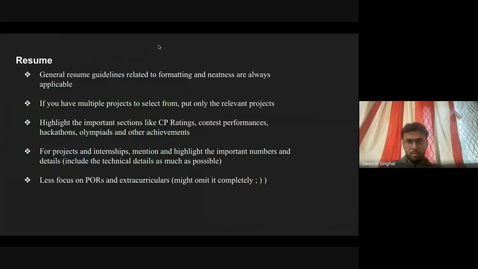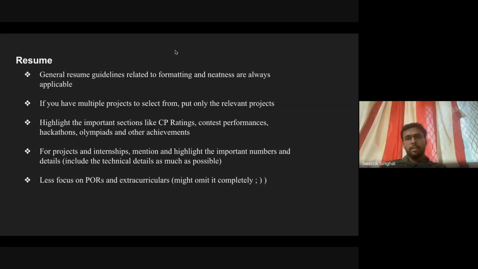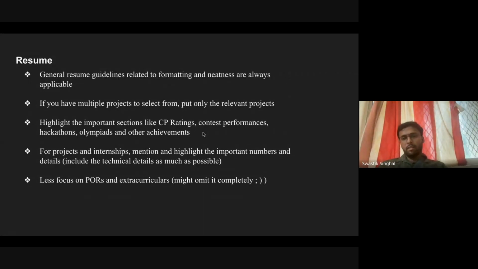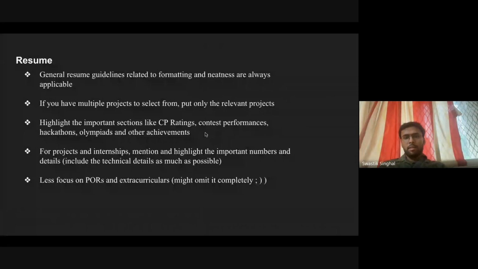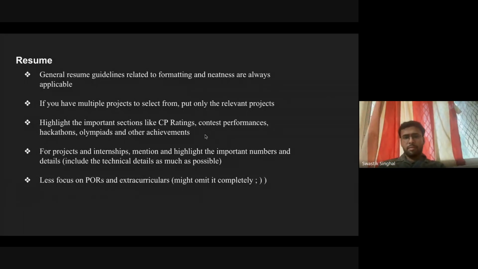So for your resume, there aren't any special guidelines. The general guidelines related to spacing and all that you have to follow for every company. For quant roles specifically, they appreciate it if you have a really good CP profile. So don't forget to add a separate CP section if you have done enough. Also, they prefer Olympiads, like mathematics Olympiad, physics Olympiad, all that stuff.